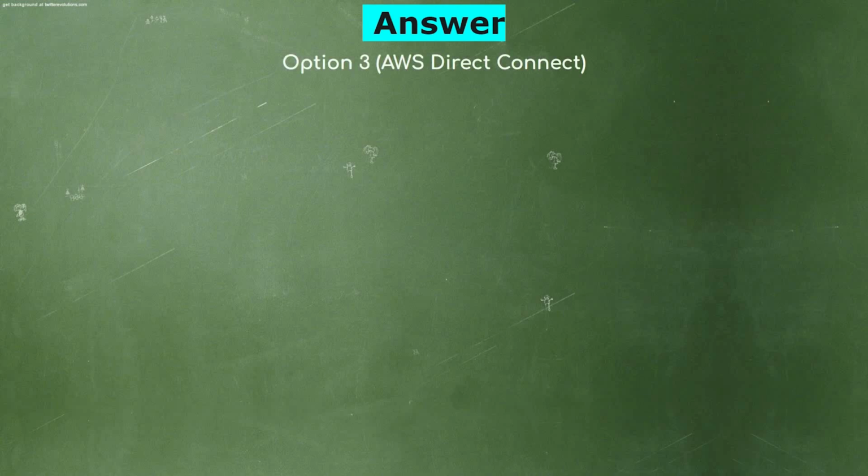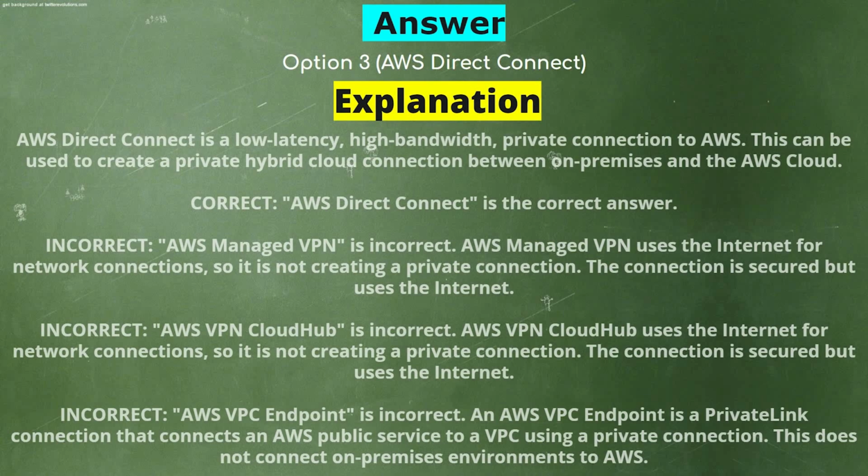AWS Direct Connect. Explanation. AWS Direct Connect is a low latency, high bandwidth private connection to AWS. This can be used to create a private hybrid cloud connection between on-premises and the AWS cloud. AWS Direct Connect is the correct answer. AWS Managed VPN is incorrect. AWS Managed VPN uses the internet for network connections. So, it is not creating a private connection. The connection is secured but uses the internet.